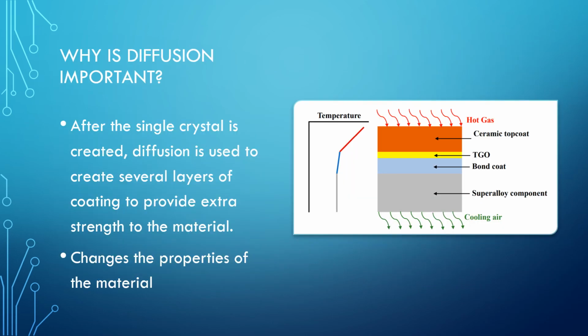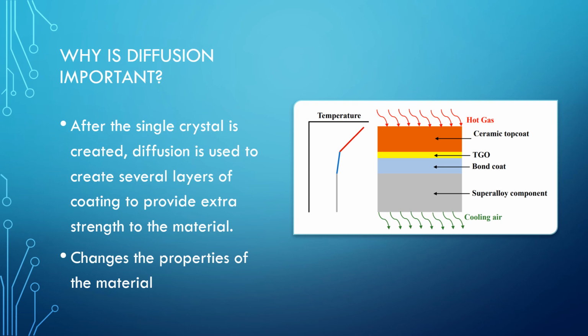Diffusion is important in the design and manufacturing of single crystal jet engine turbine blades because the blades need to be able to function in extreme temperatures and under intense pressure. In the production of these blades, a heat treatment process is used to diffuse several layers of different elements and compounds into the crystal. As shown in the photo on this slide, a ceramic topcoat is diffused into the blade.